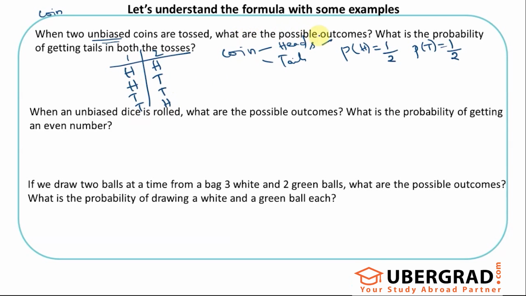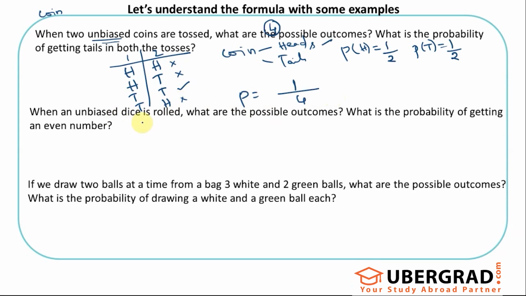So what are the possible outcomes when two coins are flipped? It is four outcomes, so the denominator is 4 for the probability. What is the probability of getting tails in both the tosses? This is not satisfying, this is not satisfying, this is satisfying, this is not satisfying. There is only one favorable outcome, so the answer is 1 by 4. That's how I do it.